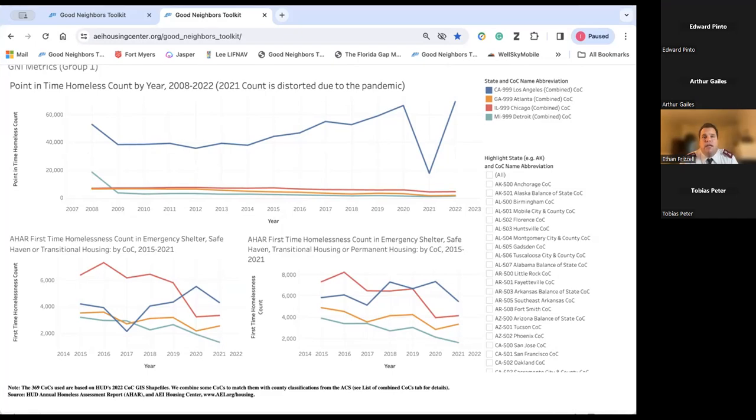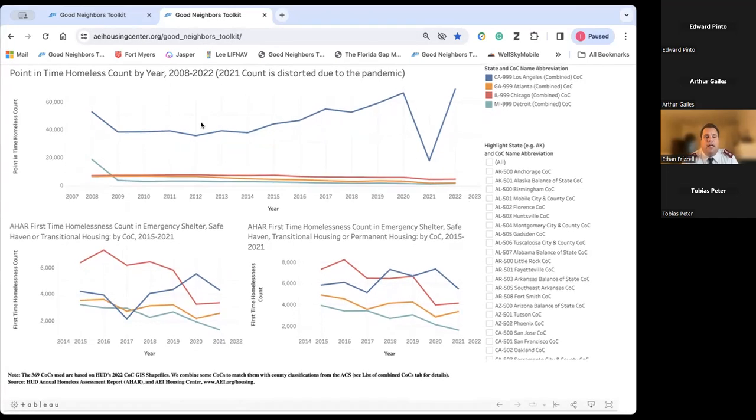Traditionally, we would have to spend a significant amount of effort and sometimes a significant amount of money to get this data. So this is the first time that we're aware of that it's available in one place. And again, I want to commend to you the co-directors, Edward Pinto and Tobias Peter, for doing this, Arthur and the team for making it happen. But you'll see that this is your AHAR report.